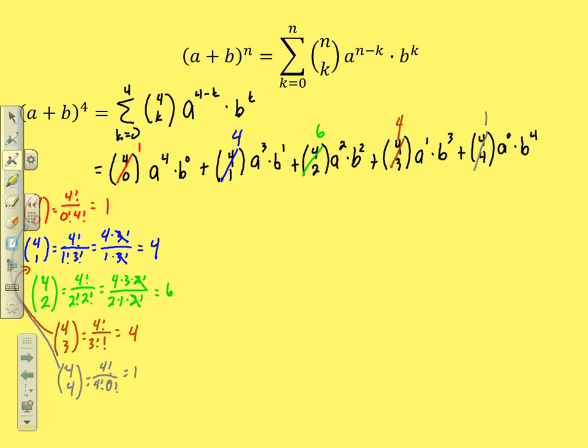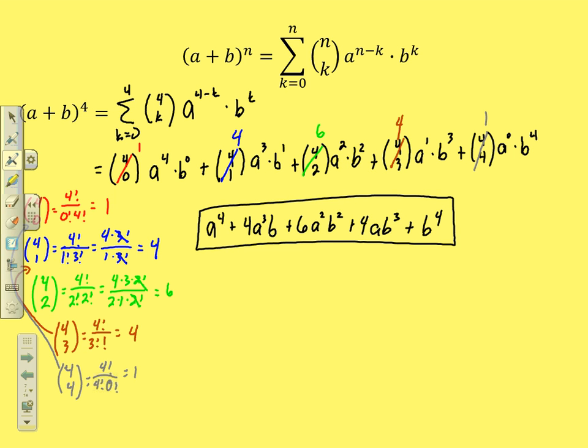So 1 times a to the 4th times 1 is just a to the 4th power. And then we have plus 4a cubed b, because b to the 1st power is just b. And then we say plus 6a squared b squared plus 4ab cubed plus a to the 0 is just 1, so that gives me b to the 4th power, and this is what we would get if we continued doing manual distribution where we had to expand everything out over and over and over again.